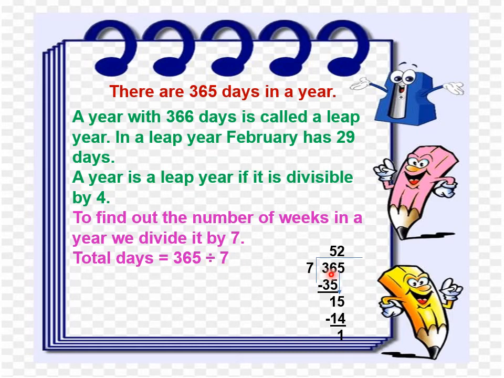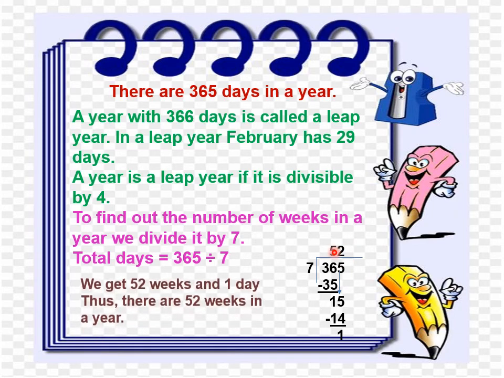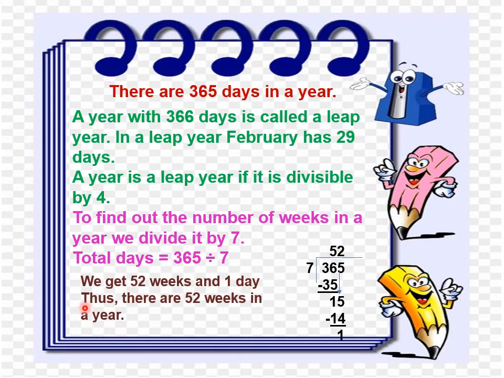First we take the first two digits in the 7 table. 36 will not come, so we will take a smaller number. 7 fives are 35, so we get 1 as a remainder, and we carry down the 5, so it becomes 15. In the 7 table 15 will not come, so we take 7 twos, 14. 15 minus 14 we get 1. So we got the quotient 52. We get 52 weeks and 1 day as a remainder. Thus in an ordinary year there are 52 weeks and 1 day.